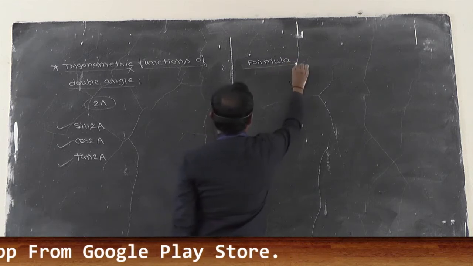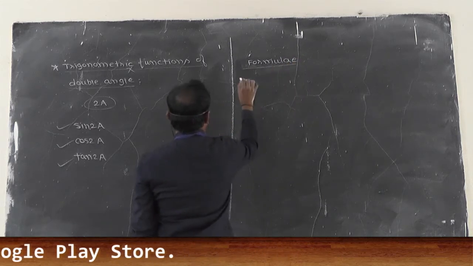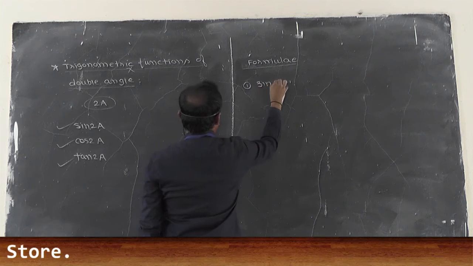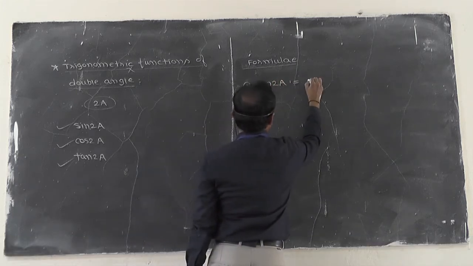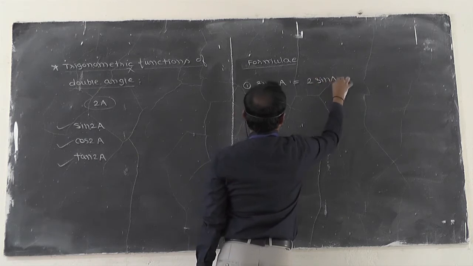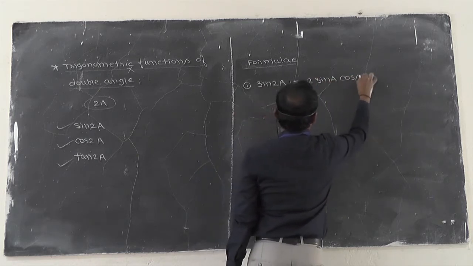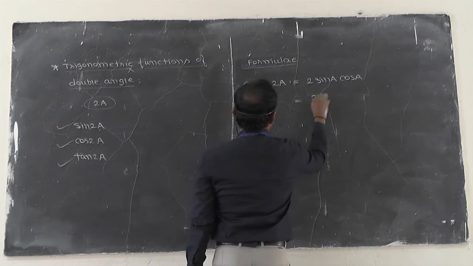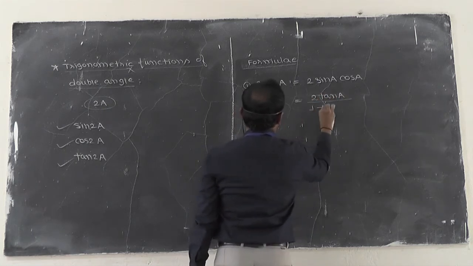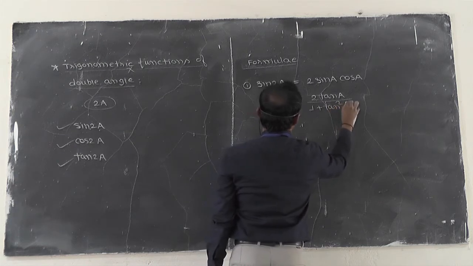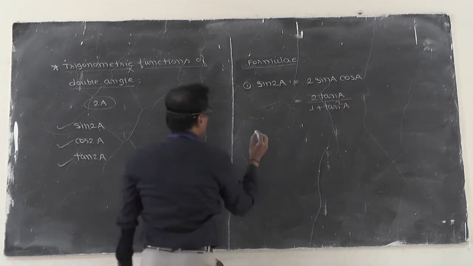We are having direct formulae for this one. If we want proof, I will take a few proofs for the sake of convenience. Sin 2a has a first formula, 2 sin a into cos a, and a second formula, 2 tan a upon 1 plus tan square a. It is the formula for sin 2a.